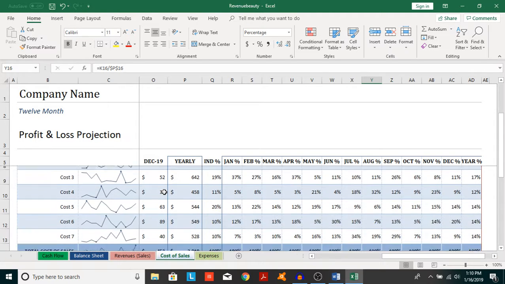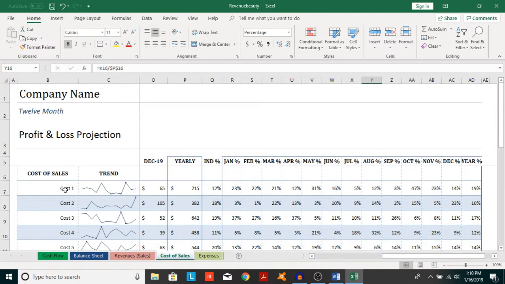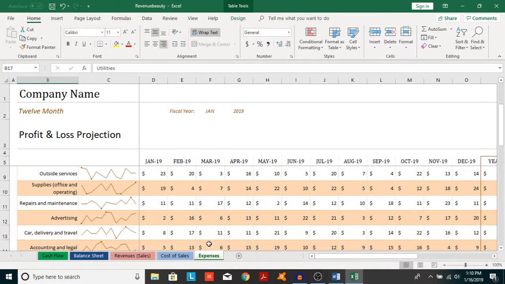To help you with that, you can add in your cost of goods, but you can also see the trends that you get throughout the year, so you can follow that trend to make sure you're making as much profit as possible. Finally, let's talk about the expense tab.